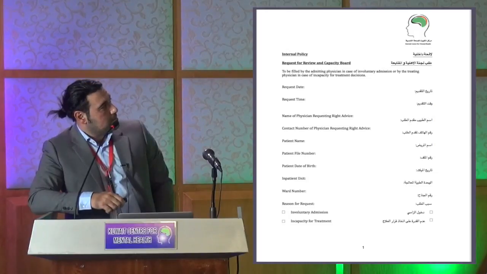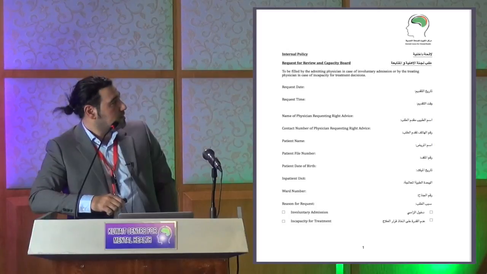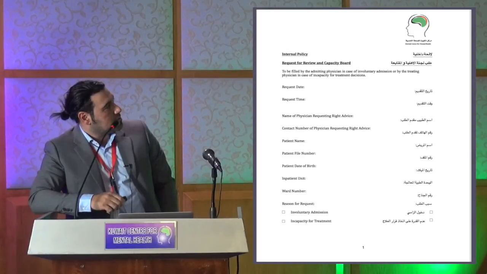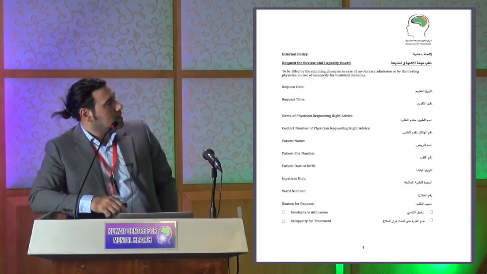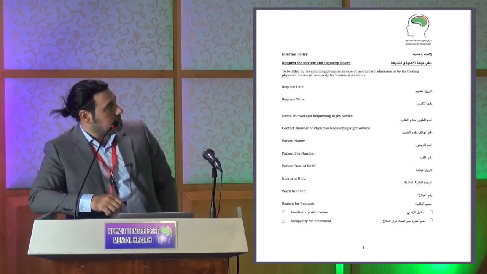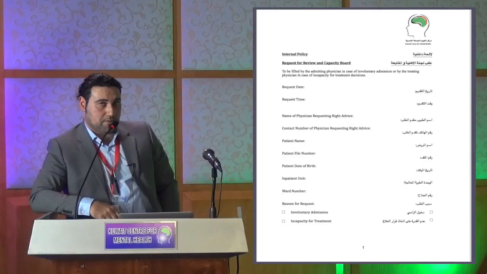This is the form that we're making. Again, Dr. Talal is working on this. This is the request for review and capacity board. This is the admitting physician. The admitting physician or the treating physician fills this form, and ticks the box here: is it for involuntary admission or incapacity regarding treatment? And this is if the patient requests the RCP. If the patient says, yes, I want RCP, then the admitting or treating physician fills this form, ticks the box, whether it's treatment or incapacity, and notifies Dr. Talal about this.